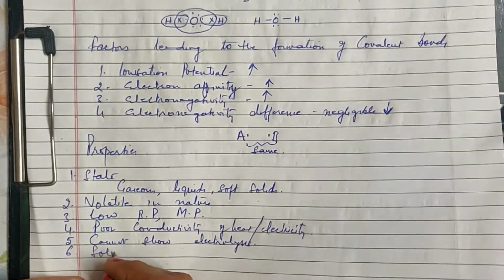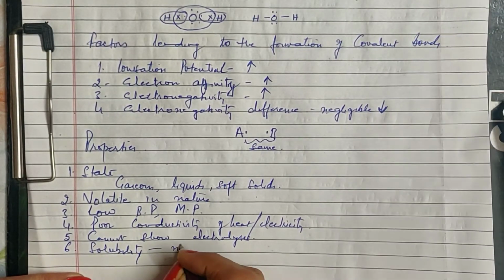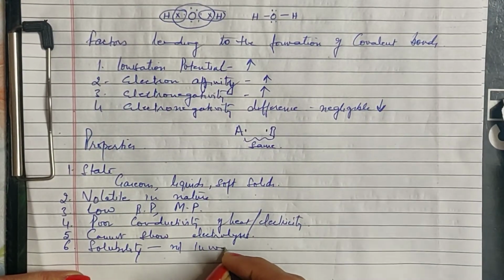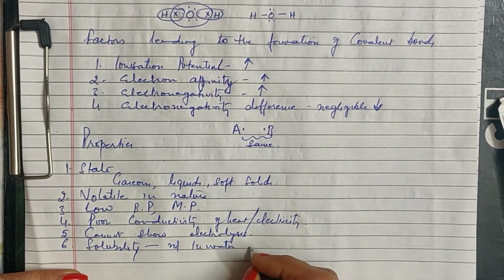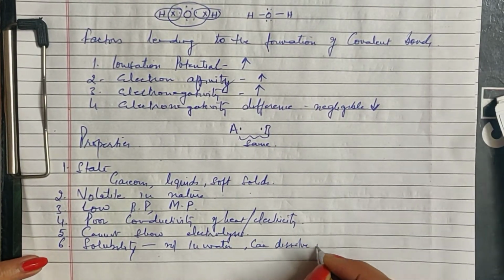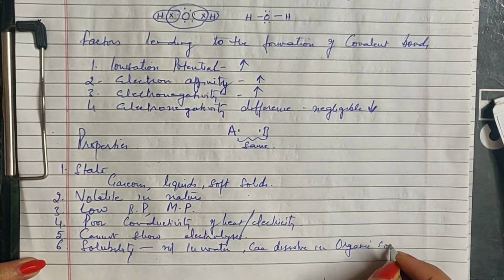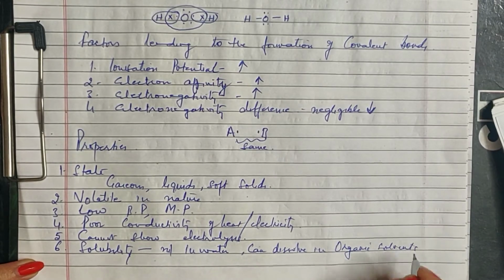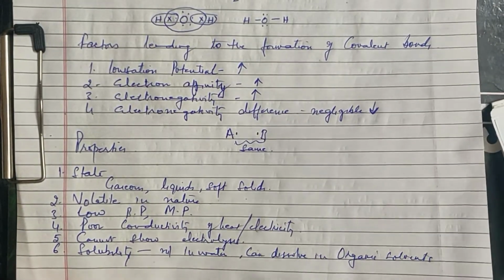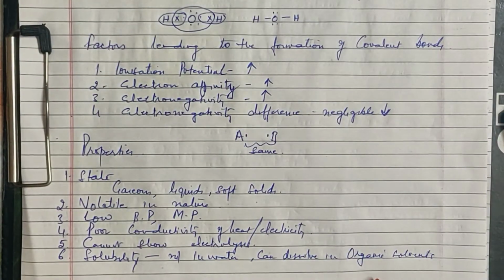Their solubility is nil in water. They do not get dissolved in water, but they can dissolve in organic solvents. Organic solvents like benzene, toluene, kerosene, CCl4, any of these. So their solubility in water is almost absent.